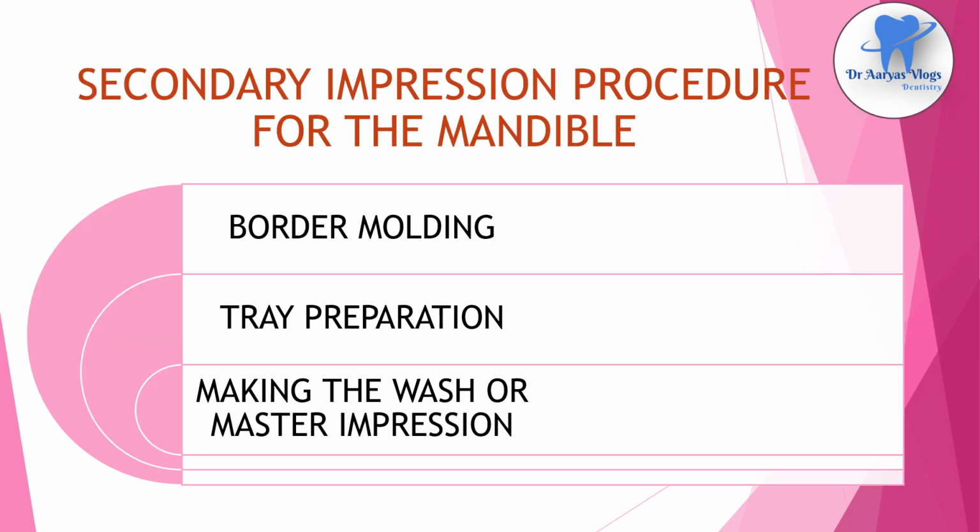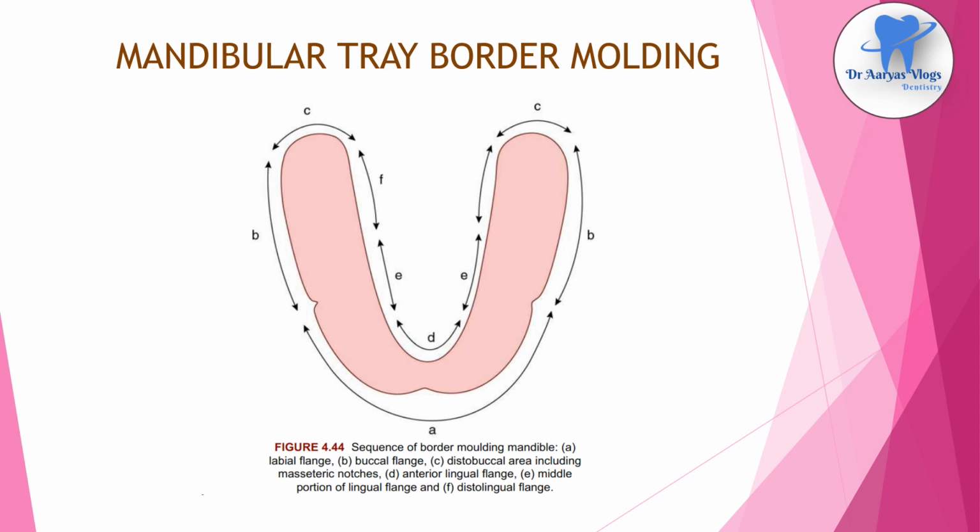Coming to the secondary impression procedure for the mandible, it includes border molding, tray preparation and making the wash or master impression. Then coming to the mandibular tray border molding, this can be accomplished using the following sections and sequence. This is the sequence of border molding in the mandible: labial flange, buccal flange, distal buccal area including the masseteric notches, then anterior lingual flange, middle lingual flange and posterior or distal lingual flange.